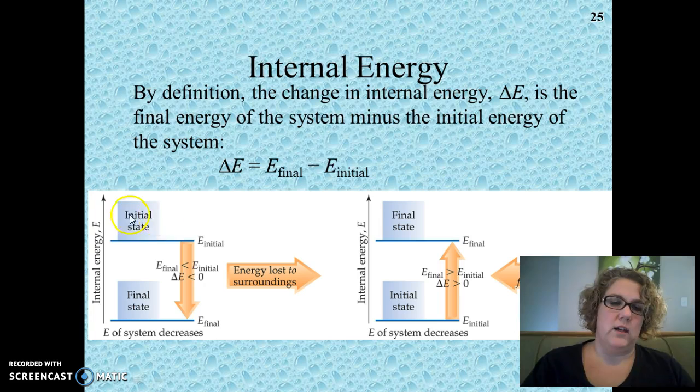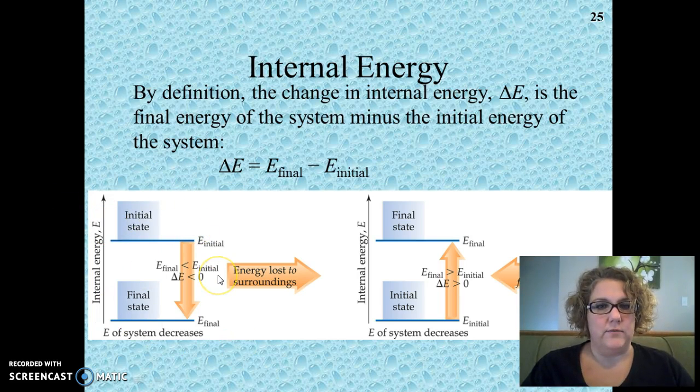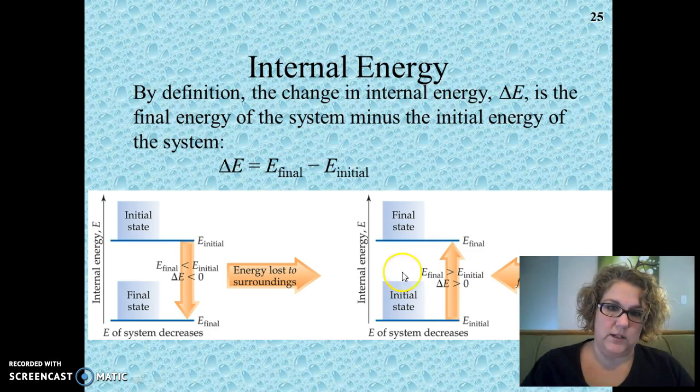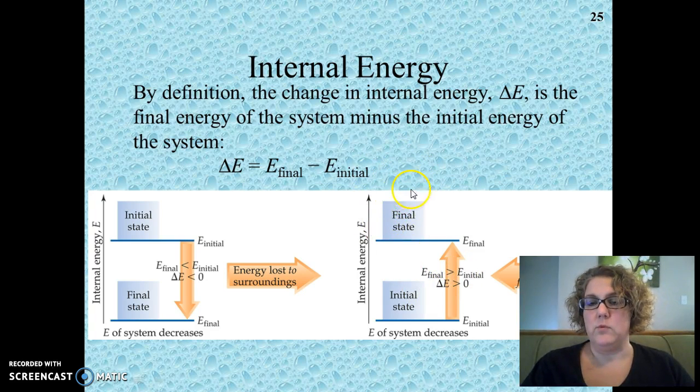If we start out with a lot of energy and then end up with less energy, the energy of the system decreases. Well, that means energy was lost to the surroundings, okay? And that's a bad thing. So we'll end up with a negative delta E. Now, if on the other hand, we start out with very little energy, and energy comes in from the surroundings, and so our system ends up with more energy, okay, that's a positive delta E. The system gained energy.